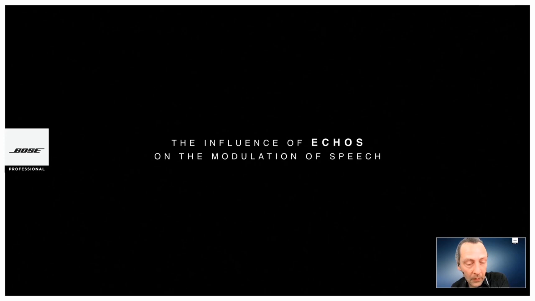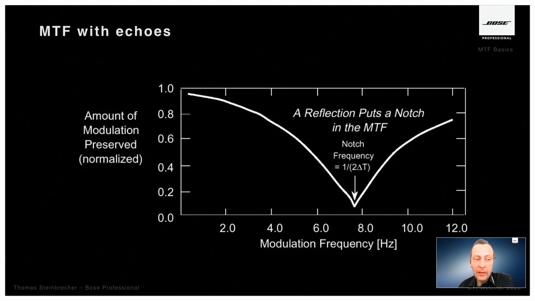So we come to the third major influence on the modulation of speech. This time we will take a look at discrete echoes. An echo is something different than reverberation. An echo is a discrete reflection, typically from a faraway wall, and you just hear things twice. If the time delay between your direct sound and the echo is large enough, it can have a very disturbing effect on intelligibility.